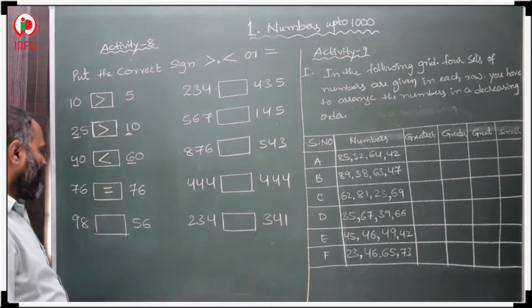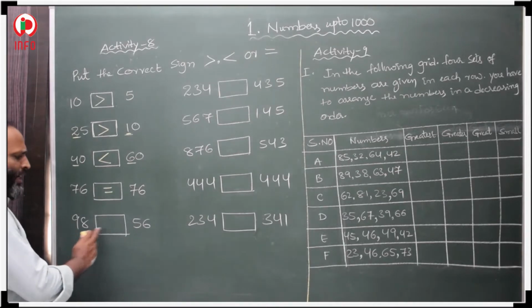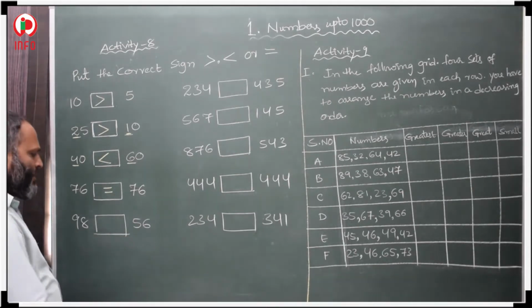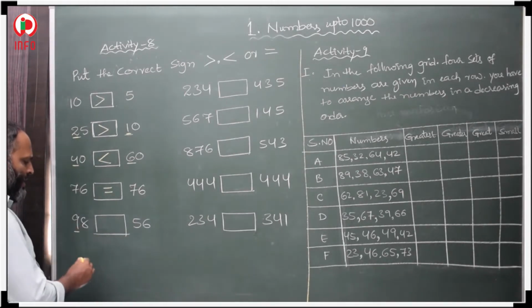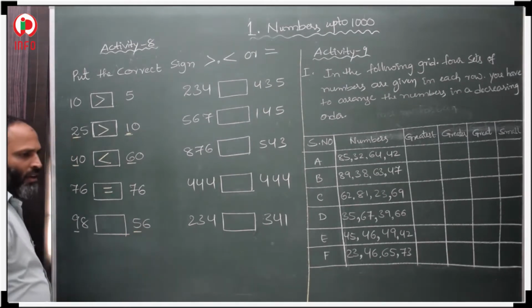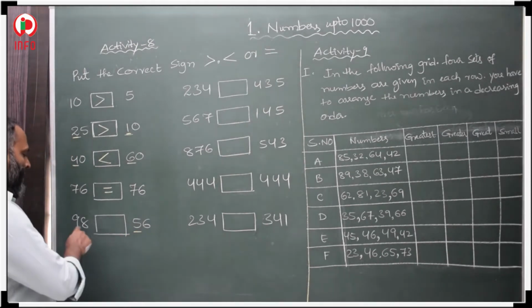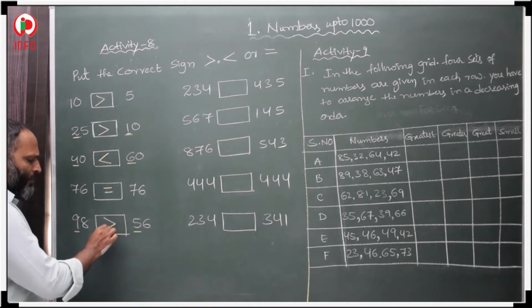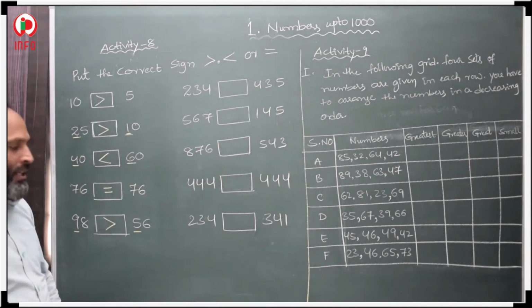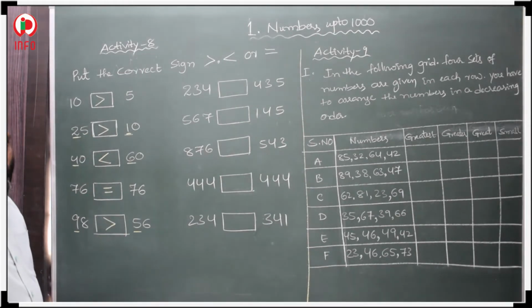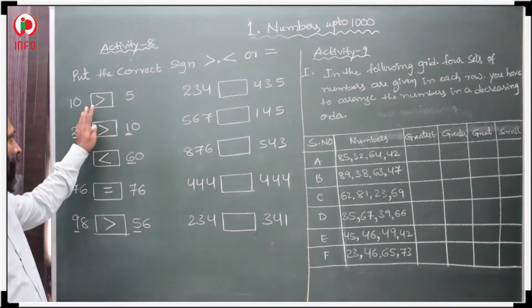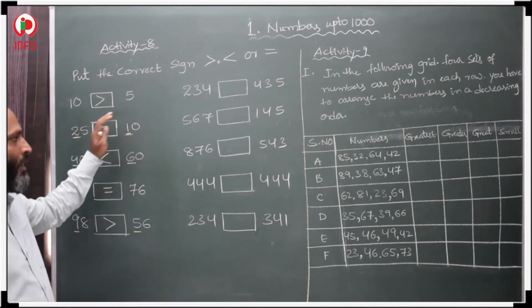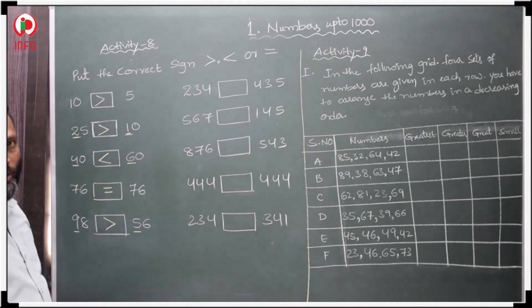Equal to sign. Now 98, 56. In 98, 56, the first digit is 9. Here 5. In 9 and 5, 9 is a bigger number, so it is greater than. 98 is greater than 56. So this single digit, double digit comparison is over.